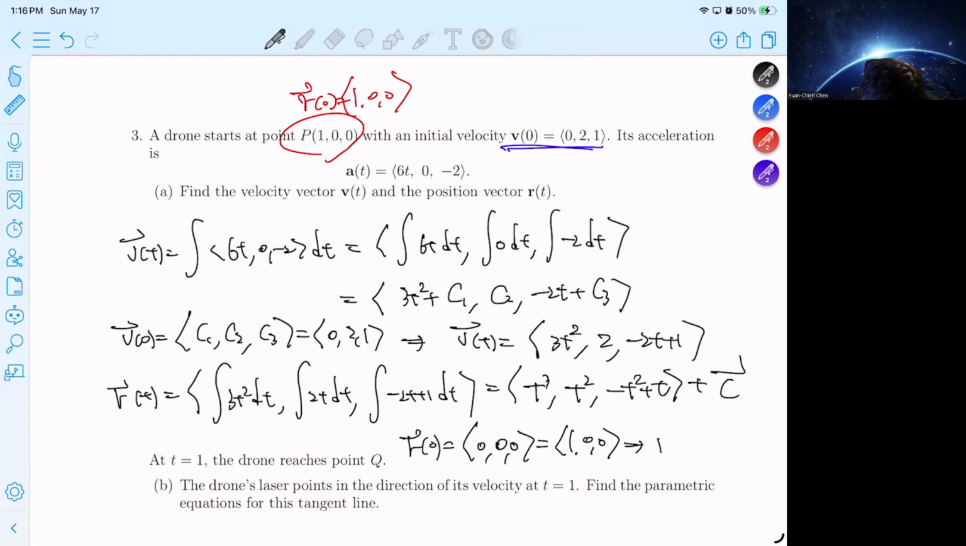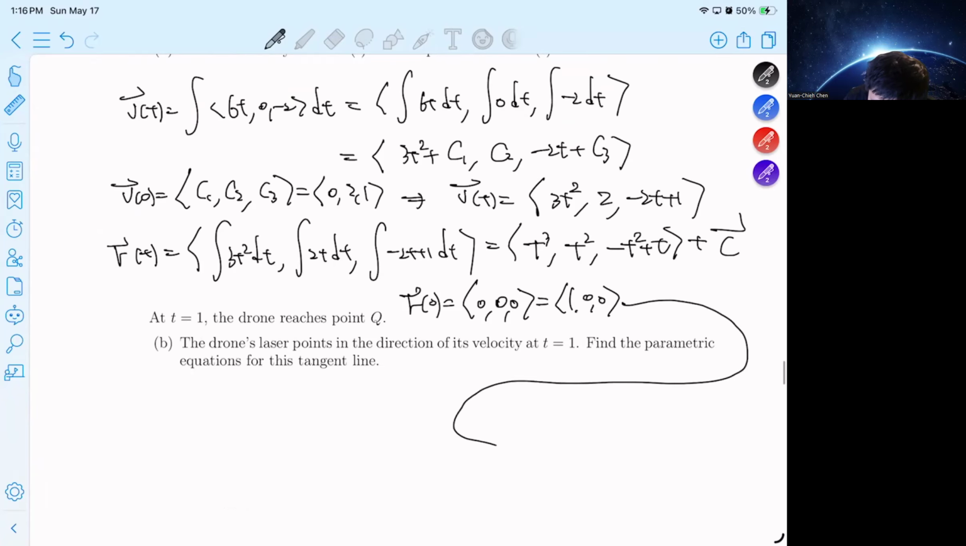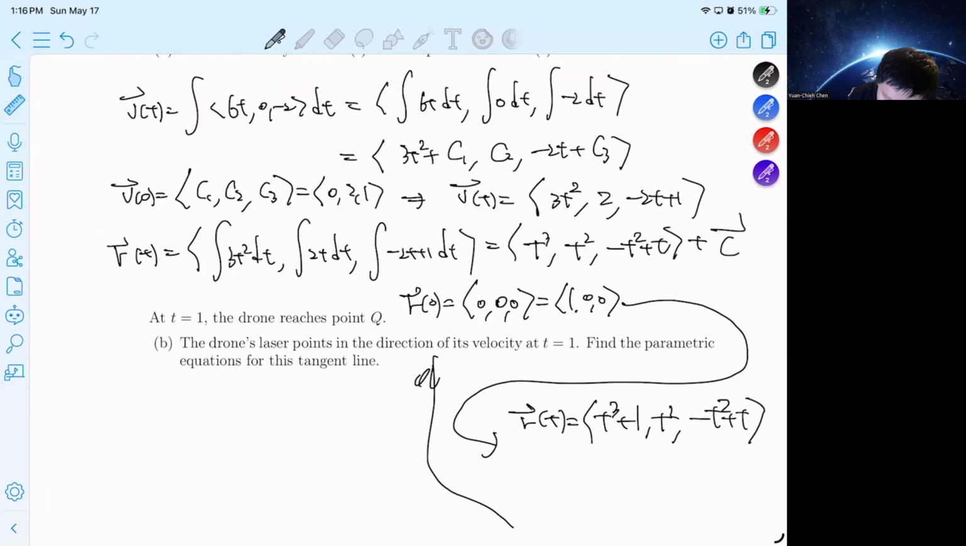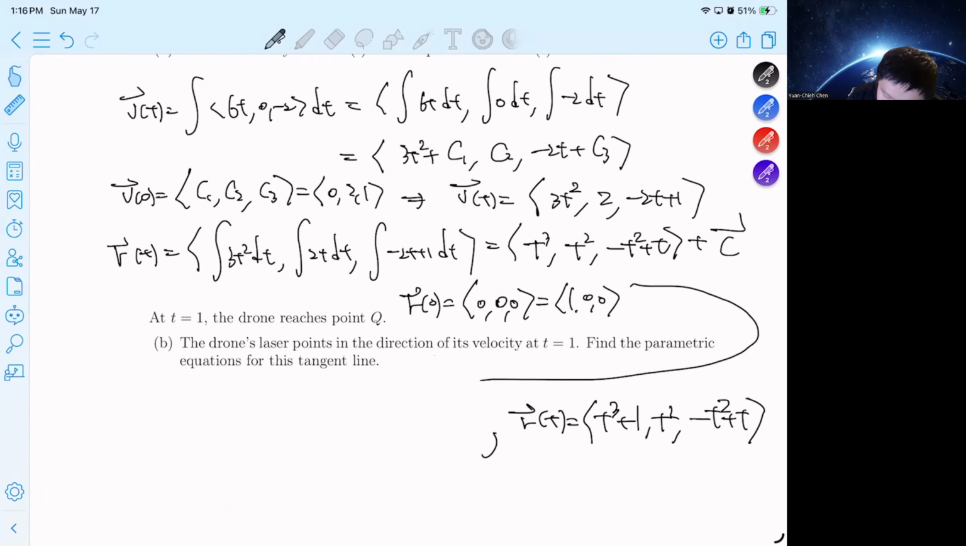So finally, we have R is this guy. We just have to plus 1 at the first component. I don't have space, but I will keep it here. So this is R(t), which will just be t to the power 3 plus 1, t squared, and negative t squared plus d. And that's it. So basically just do integral twice and use the initial condition, then we're done.